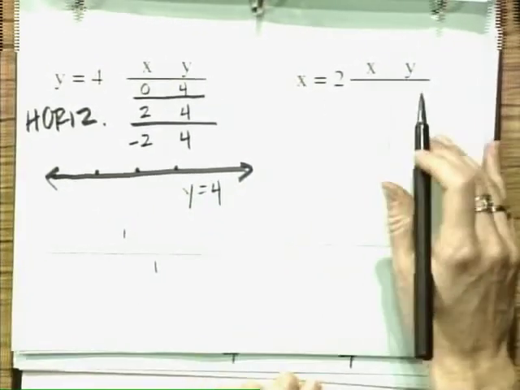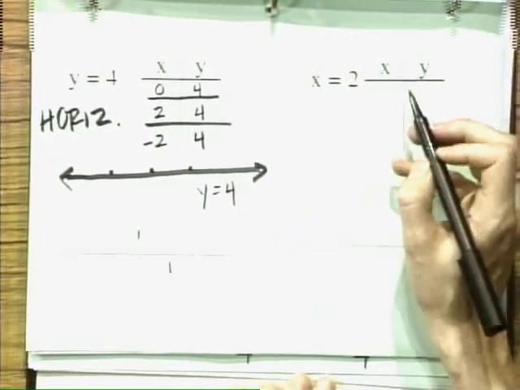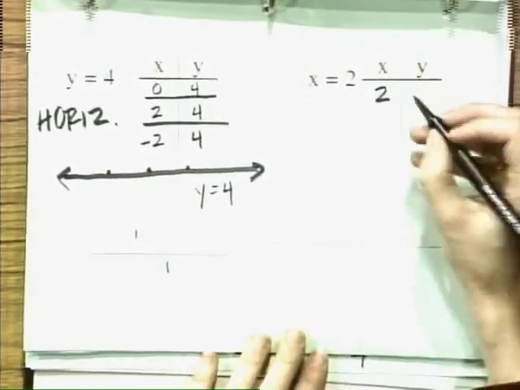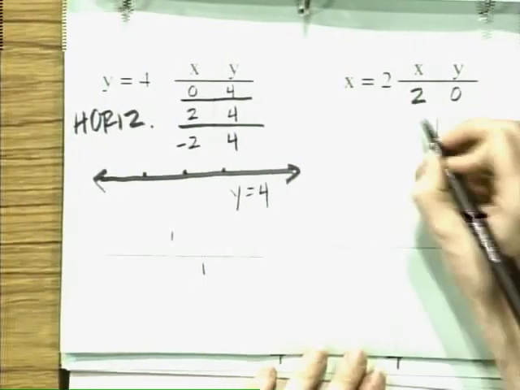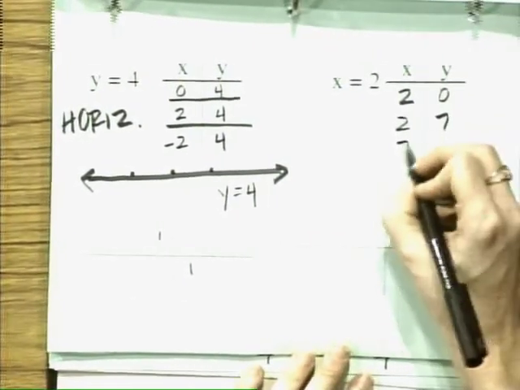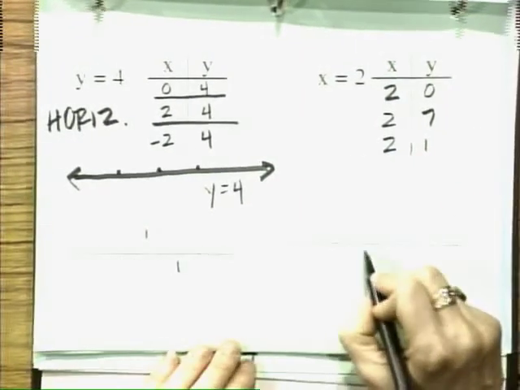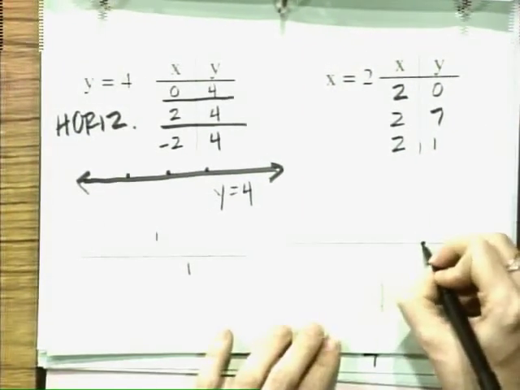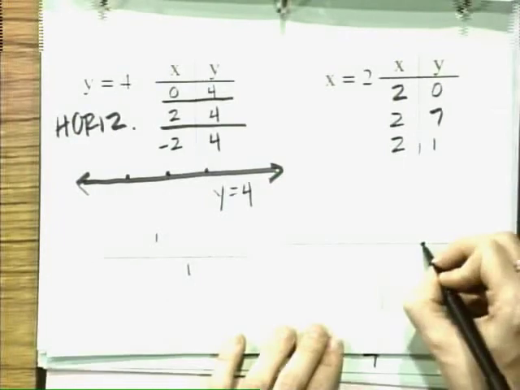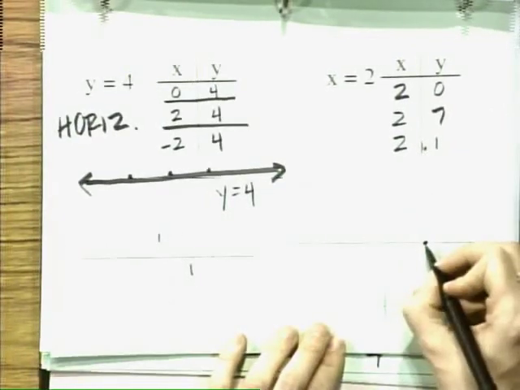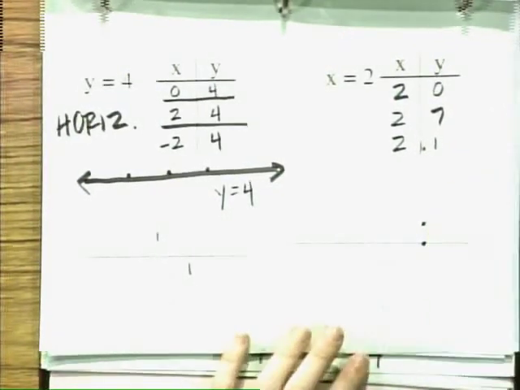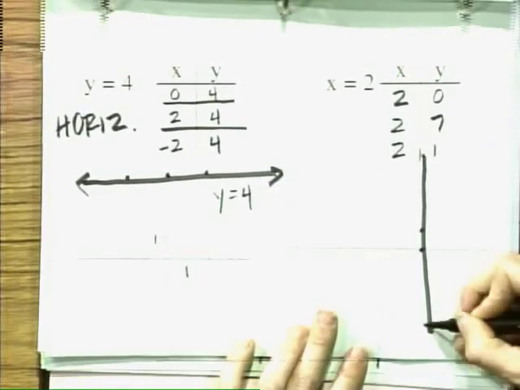Okay. So now let's take the same thing here. x equals 2. All right, so x is going to be 2. What could y be? I don't care. 0, 2, 7, 2, 1. Okay, very nice, very exciting. So now let's go ahead and graph this. Here, 2, 0, 2, 7, 2, 1, 2, anything. Okay, so your line is going to look like this.